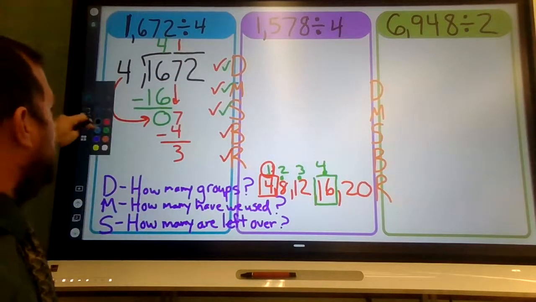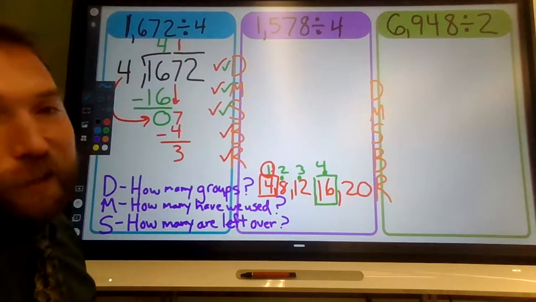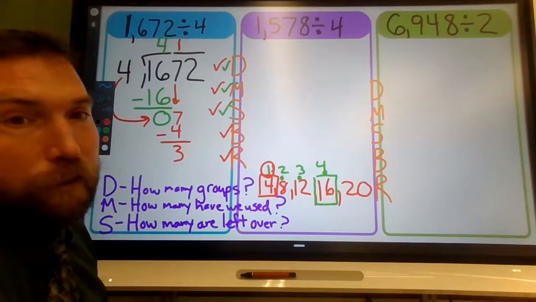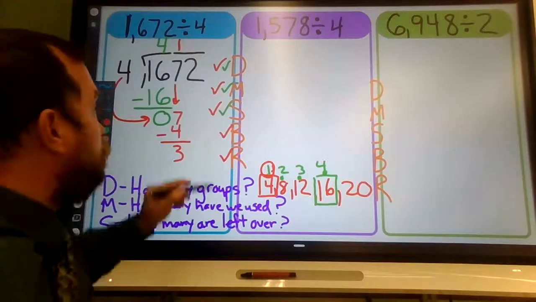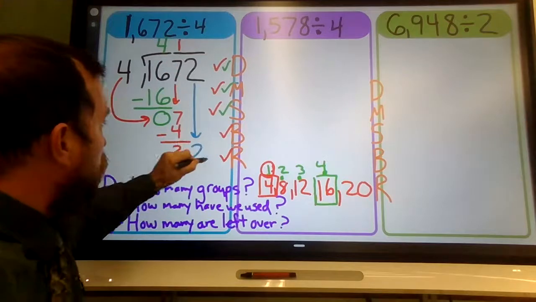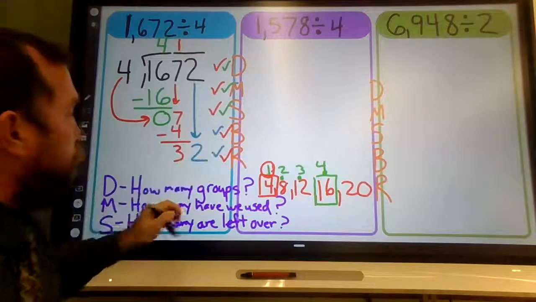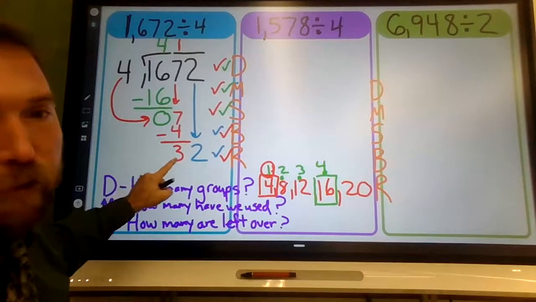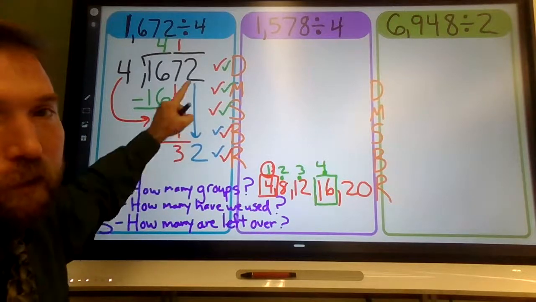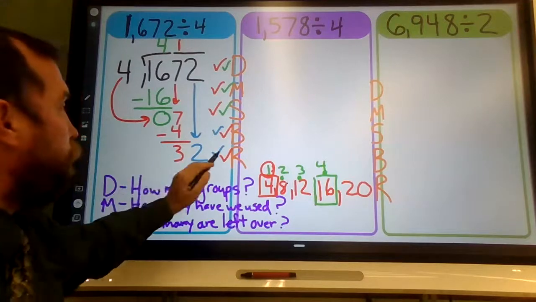All right, and then I look here. What's my next step? What haven't I used yet? I haven't used yet the 2. The 2 is going to come down. This is now my new number after I bring down that I'm going to repeat with. The 3 is from the subtraction. That's basically 30. The 2 came down to the 1's place, 32. That's what I'm going to repeat with.